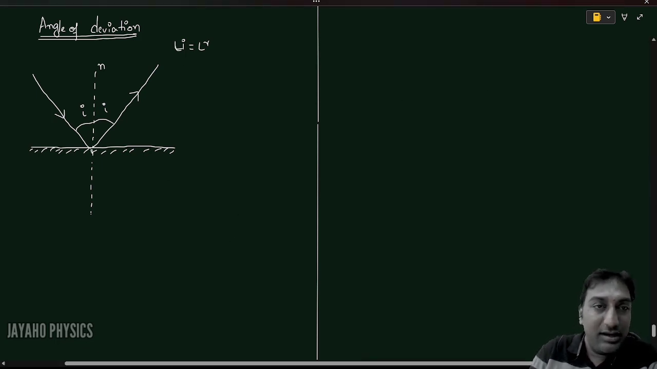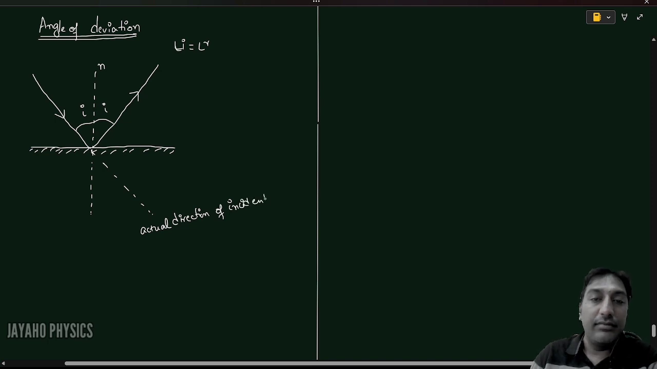But here, the light ray actually has to come in this particular direction. This is the actual direction of the incident ray. Here it is reflected, so this is the reflected ray. The angle between this actual direction of the incident ray and the reflected ray is the deviation. So what is the total angle from here to here?